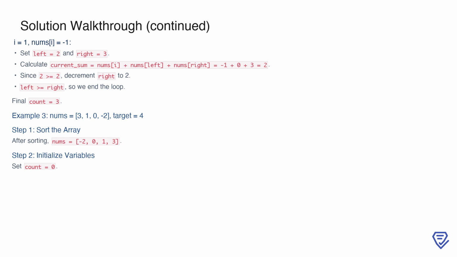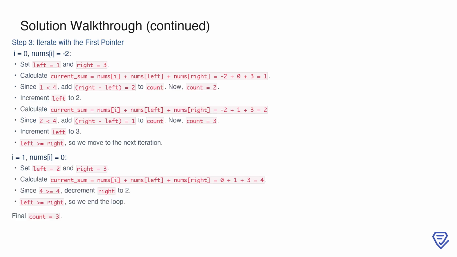Moving on to a third example, where nums is 3, 1, 0, -2, and the target is 4, we again begin by sorting the array. Once sorted, nums becomes -2, 0, 1, 3. We initialize count to 0 and proceed to iterate through the array. For i equals 0 and nums[i] equals -2, we set left to 1 and right to 3. The sum of the triplet is -2 plus 0 plus 3, which equals 1. Since 1 is less than 4, we add the difference between right and left, which is 2, to count. The count is now 2.